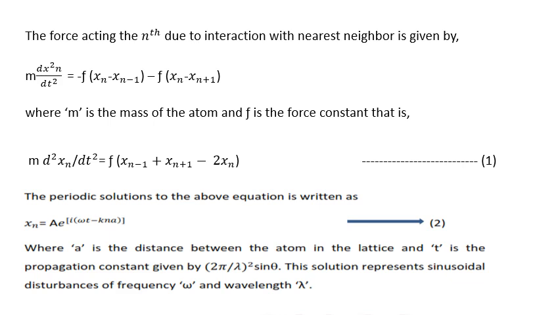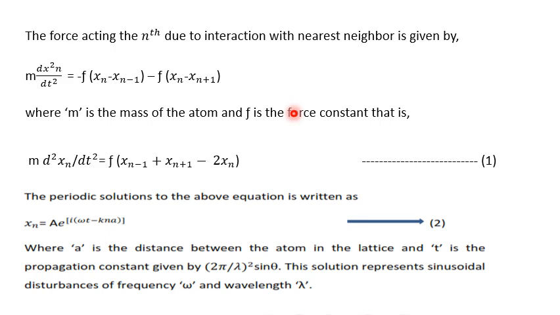Okay, so m d square xn divided by dt square is equal to minus f times xn minus xn minus 1, minus f times xn minus xn plus 1. Do you understand? This is for one direction and this is for the other direction. m is the mass of the atom and f is the force constant. In some books it will be represented by k.